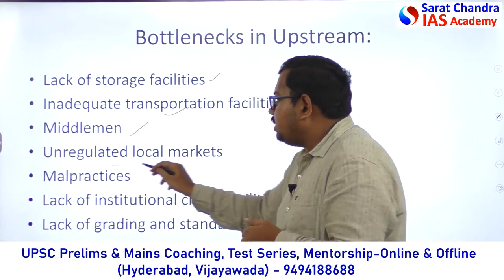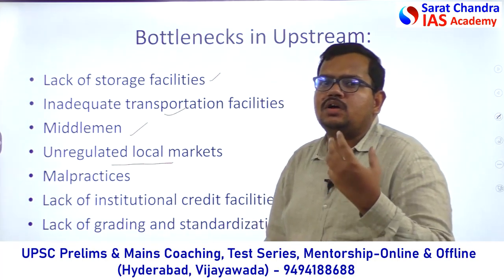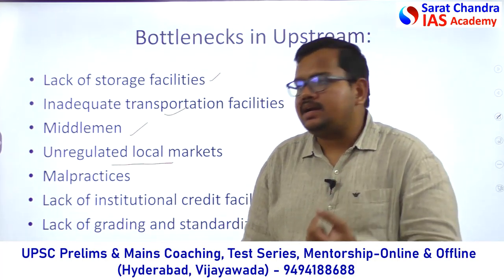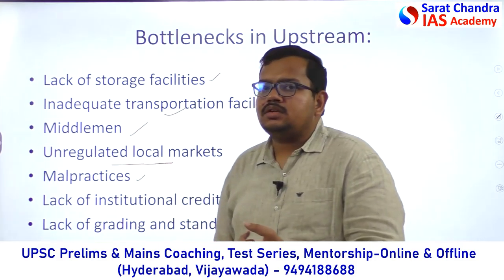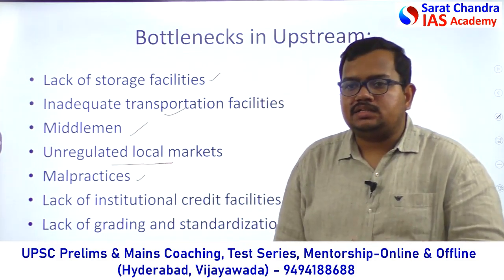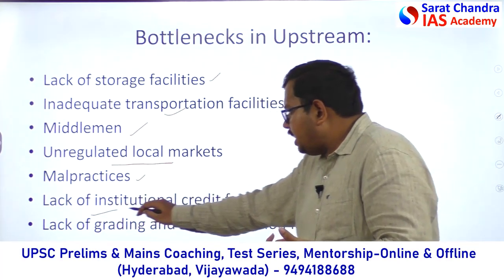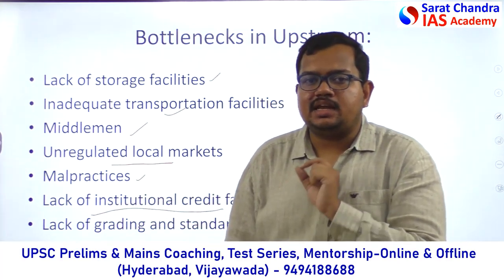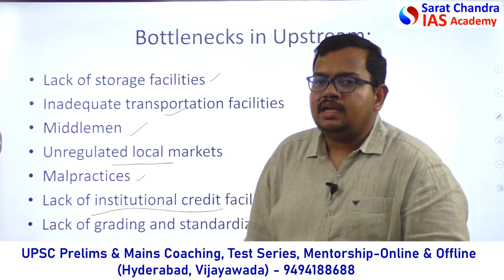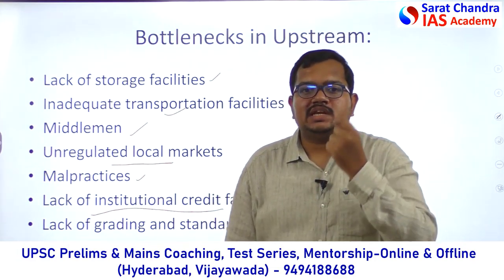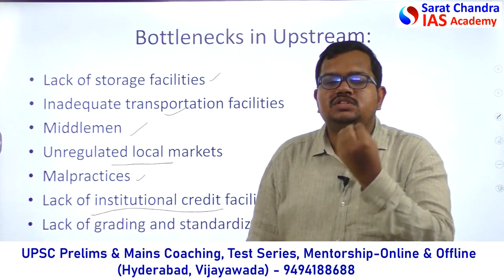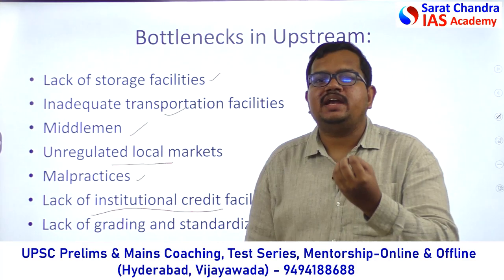Now, unregulated local markets. Some of the local markets are unregulated, which is leading to a lot of malpractices. So malpractices also happen in the markets. And similarly, lack of institutional credit facilities. Now, why are institutional credit facilities required? Just understand, if there are no proper institutional credit facilities, farmers have to take loans from money lenders who charge humongous interest rates.